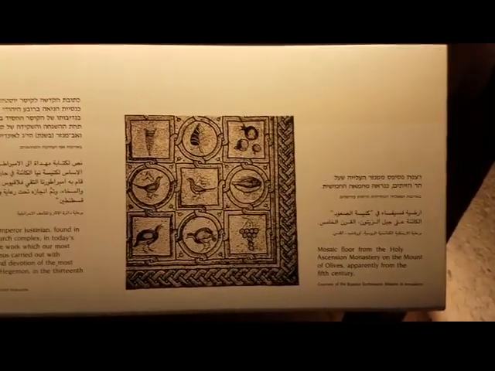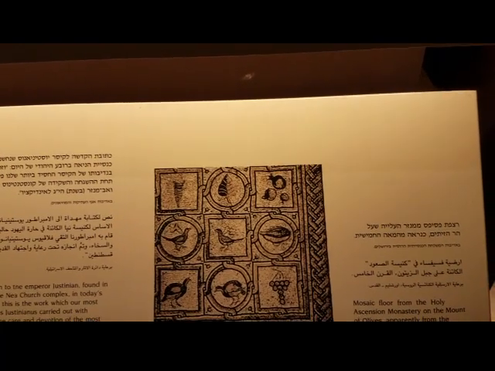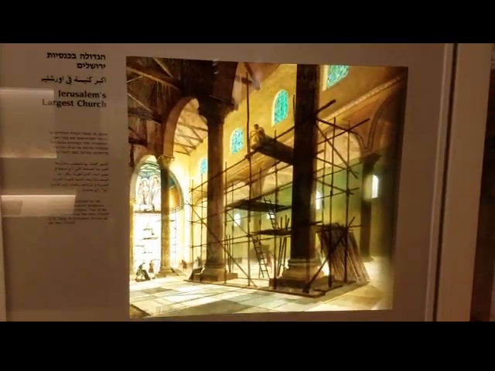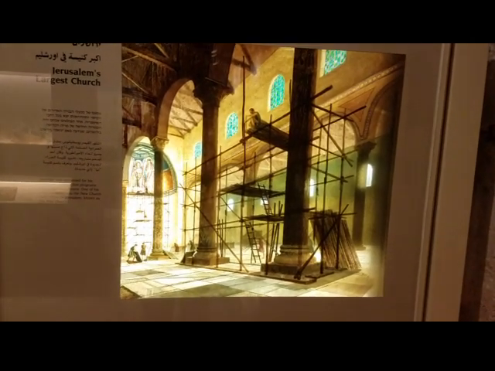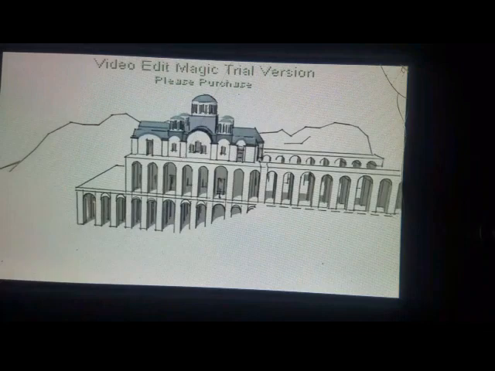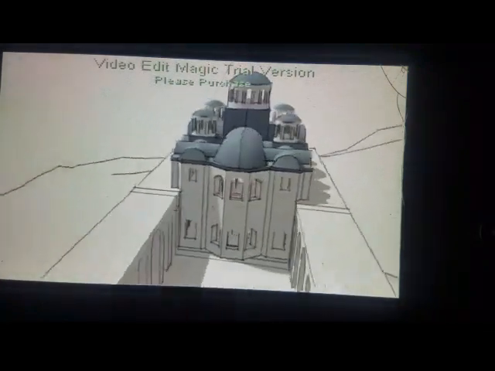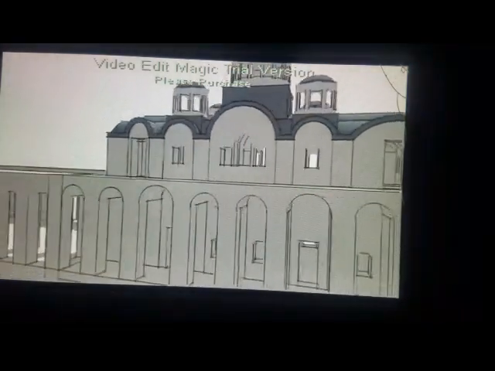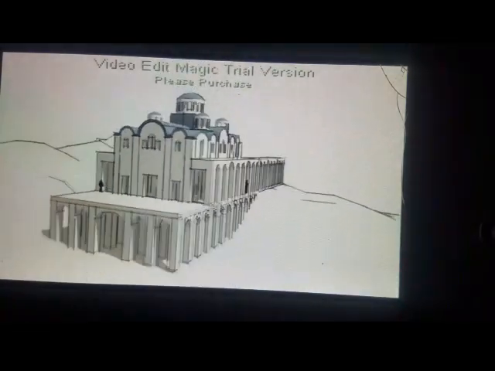There is a mosaic here as well, a mosaic floor from the Holy Ascension Monastery on the Mount of Olives, apparently from the 5th century. So this is the Nia Church, and this is what we've been showing you that was probably built in the place of the temple. Here's a 3D rendition of the Nia Church that I thought I'd share. Basically what we're looking at here is a model, and a very large church, of course.